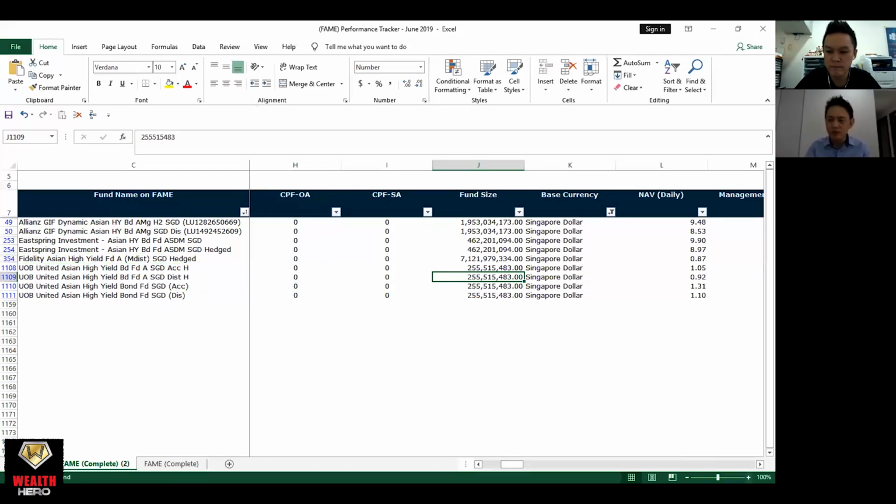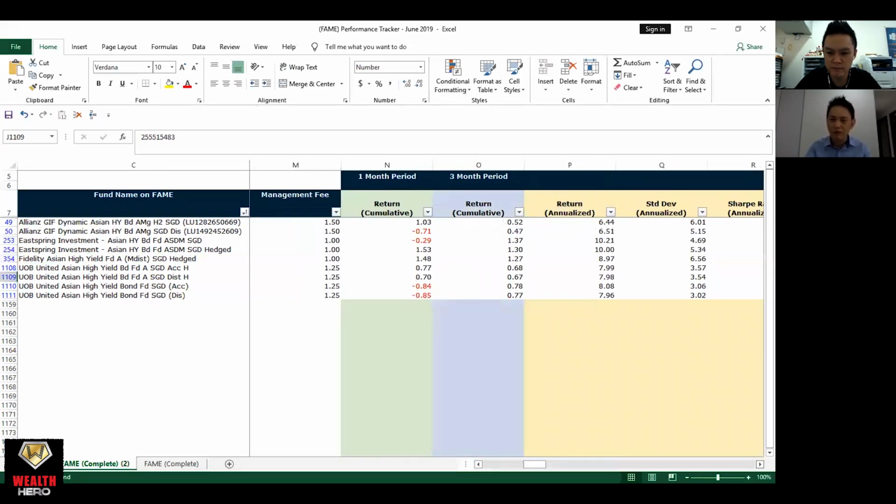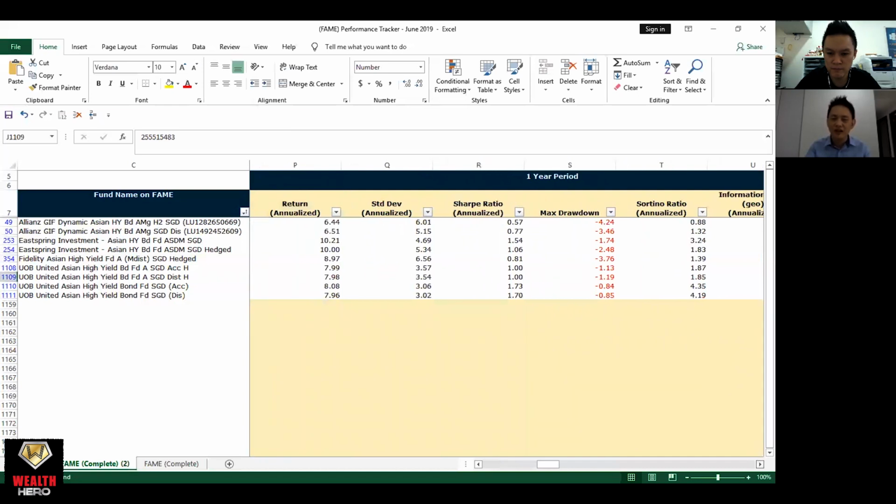Let's zoom in further on how we filter high yield bonds. These are 1 month and 3 month performance. We want to look further, so you look at 1 year. This is July data. Looking at the 1 year performance returns, you can see that Eastspring gives about 10% return. Take note, this return is inclusive of dividends.